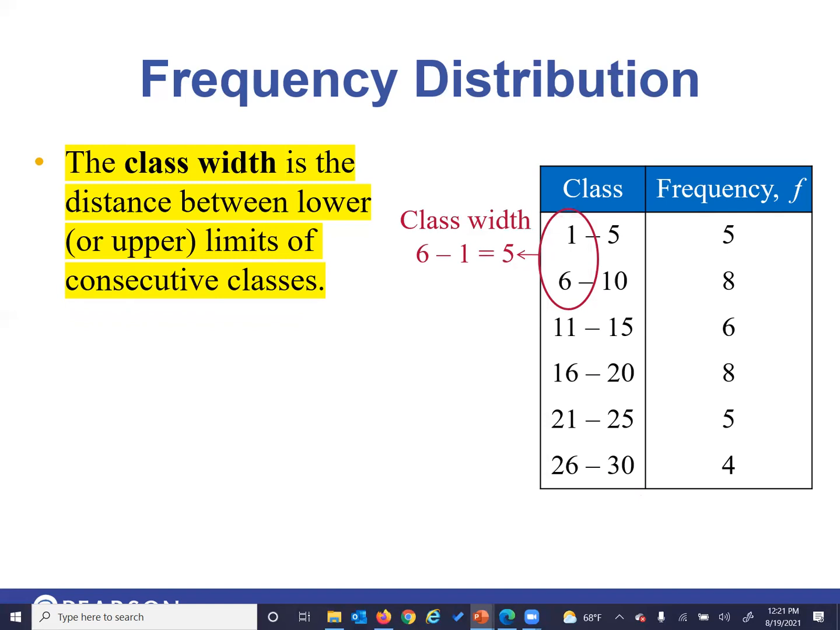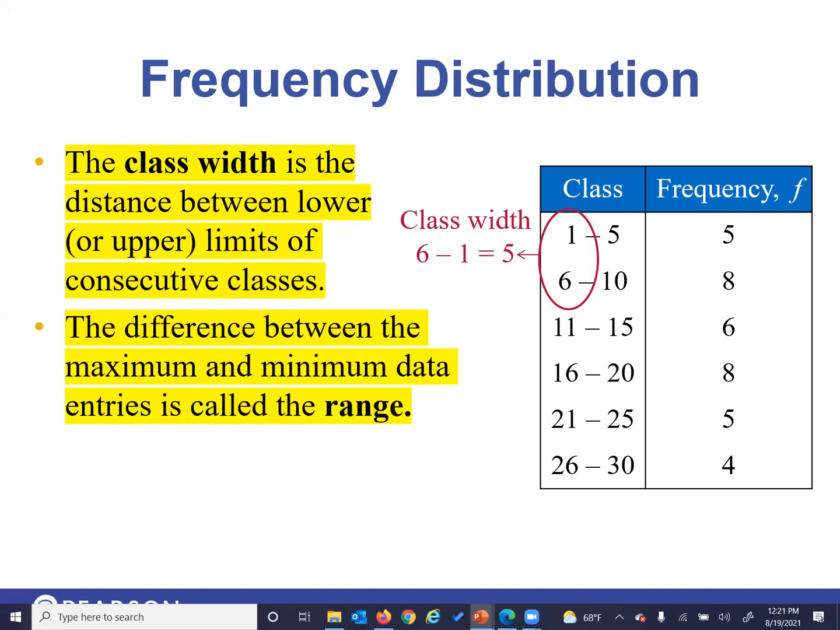And one more, and we're good as far as definitions go. We have something called the difference between the minimum and the maximum, and that's called the range. We'd like to see the range. We're going to use it later on. So how wide is all the data? So let's do an example here.